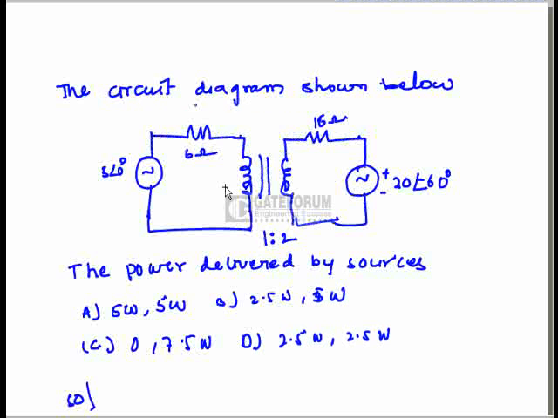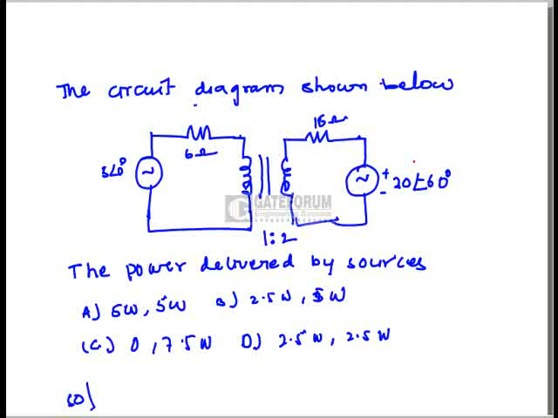Here the question is, the circuit diagram is shown below, and this is basically a network question combined with a transformer. He is asking for the power delivered by the two sources. So the network consists of two sources here: one is 5 at an angle 0 degrees, and another is 20 at an angle minus 60 degrees. Now we have to solve for the power delivered by the two sources.